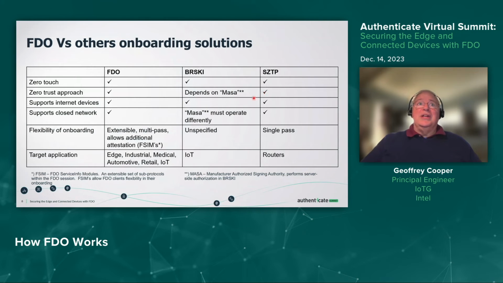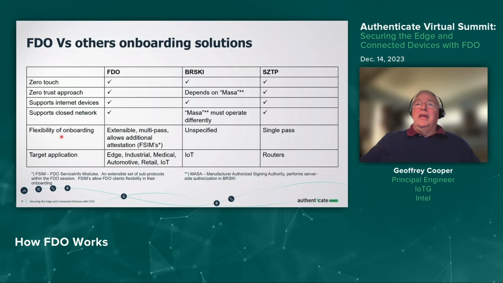SZTP, good zero trust. Internet devices, yes, you can do that in all of the mechanisms. If you're in a closed network, again, you've got this MASA that's deciding what to do. The MASA will be different in a closed network from in the internet. So that means that Brski will actually operate differently in that situation. So think of it as really Brski A and Brski B that you'll have to go and figure out what you're doing. So it's not really taking you into that closed network the way, say, FDO would do and the way also SZTP would do, but it's saying that you have to actually change it, okay?